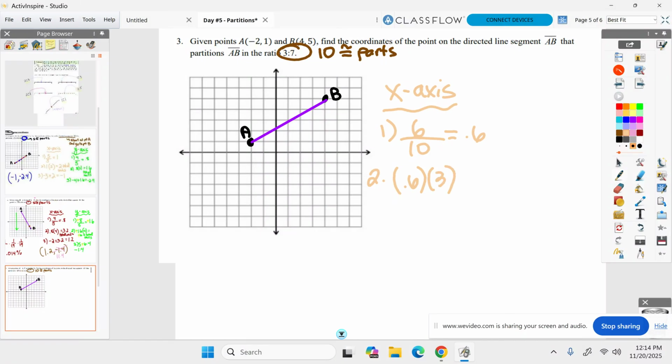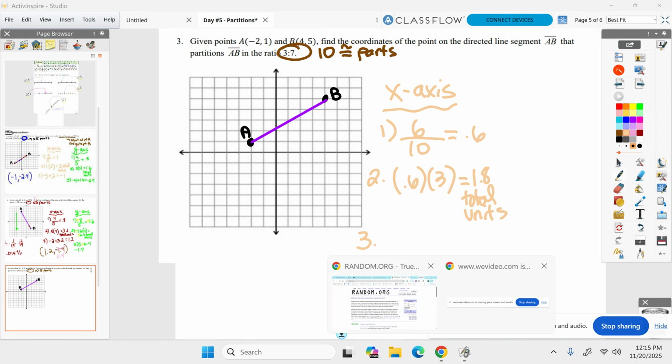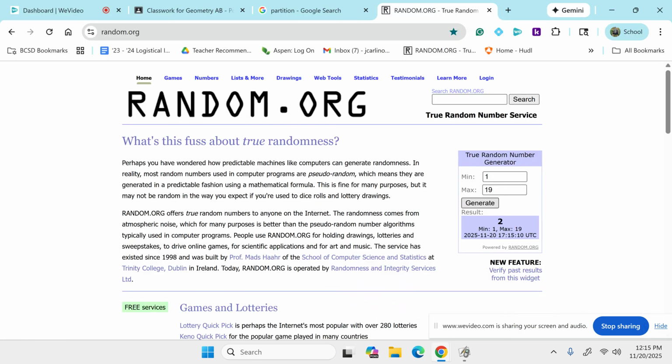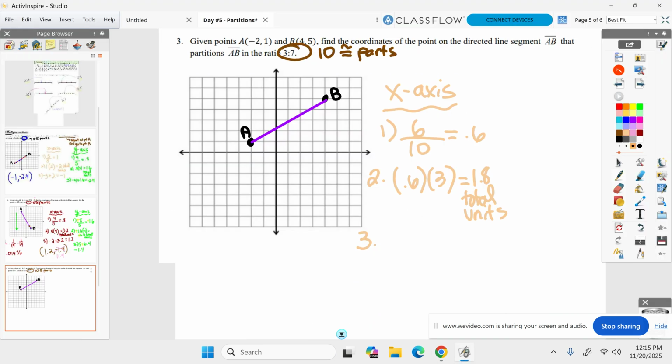For a total of 1.8 units. Again, I'm a broken record, but got to yell it. That is not where you end. That is how many units you move. And speaking of moving, what was my initial x coordinate? Solar? -2. So from -2, everyone go over 1.8.